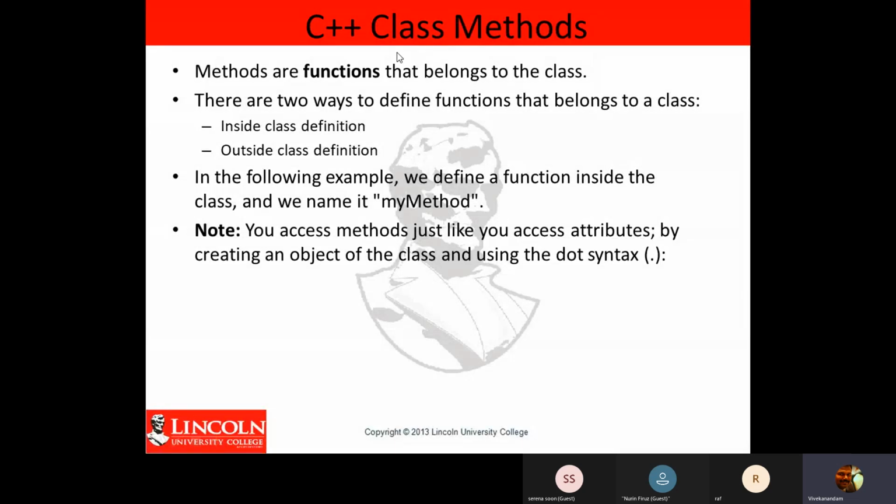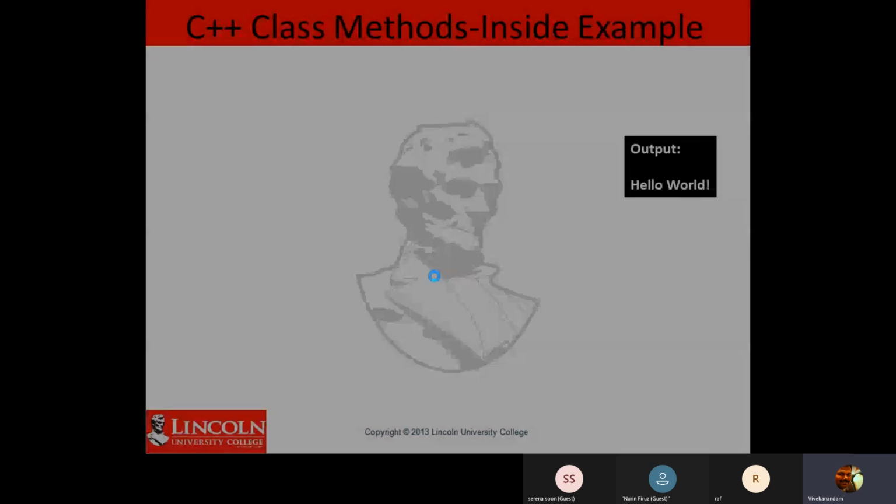See, C++ class methods, another concept. Methods, we already learned, means functions. Attribute means variable, and methods means functions. The functions that belong to the class. There are two ways to define a function that belongs to the class: one is inside the class definition, and another is outside the class definition. In the following example, we define the function inside the class. We name it my method. You can access a method just like you access attributes, by creating an object of the class using dot syntax.